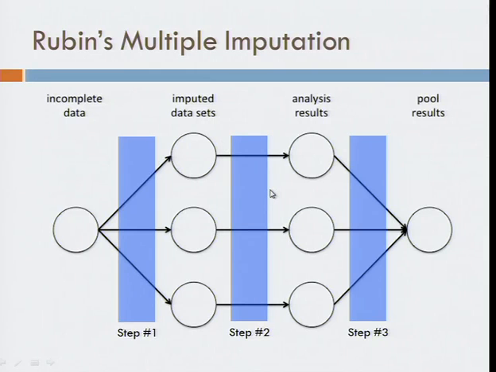In the second step, we analyze the M imputed data sets separately but identically, by developing, for example, a linear regression to produce M estimates. And then in step 3, we combine the M estimates using Rubin's rules. I'm not going to go into detail about Rubin's rules, but basically they consist of simple arithmetic calculations to compute the overall mean and the overall variance.